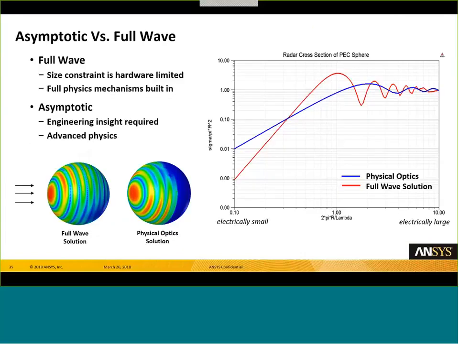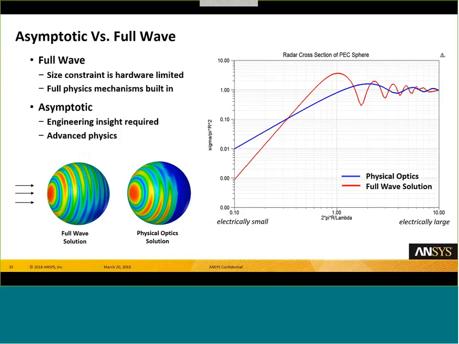So why not use SBR+ all the time? The answer is because it really comes with handling conditions. When deciding between using asymptotics in general and full wave techniques, you really have to ask yourself two questions. The first question is, are the dominant physics mechanisms properly represented in the asymptotic solver? And the second question is, does the model meet that electrically large criteria?